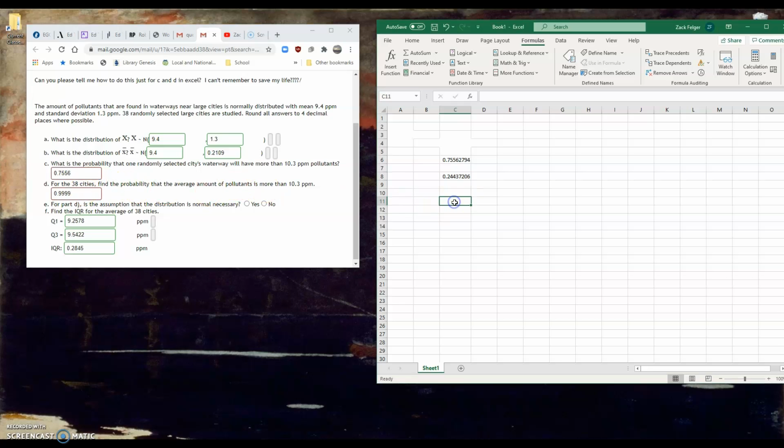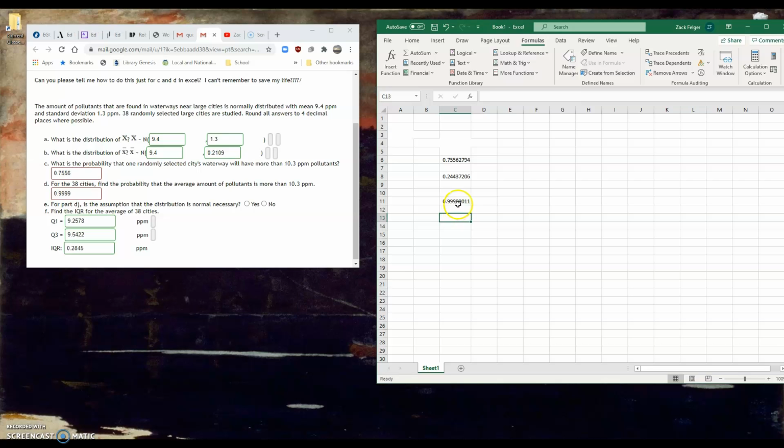Now for part D, it's going to be an extremely small number here. So again, equals norm.dist, but we're using the standard deviation that we calculated for part B here. So our x again is 10.3, our mean is 9.4. Standard deviation this time is going to be 0.2109, and then cumulative is always 1. And again, you're just going to get an extremely small number.